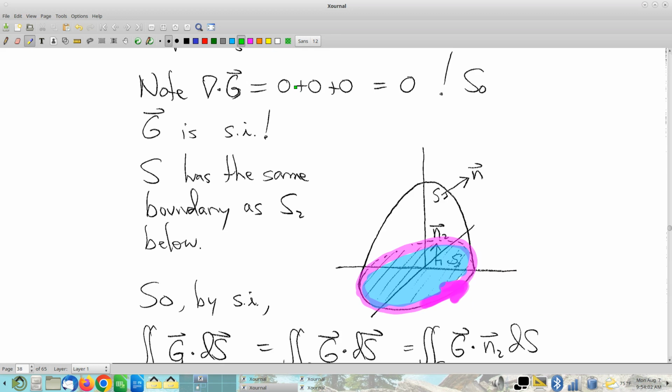Okay, so new surface. Here is another surface, S2, just the relevant part of the XY plane. This surface has the same boundary, doesn't it? Isn't that nice? But it's a much nicer surface.